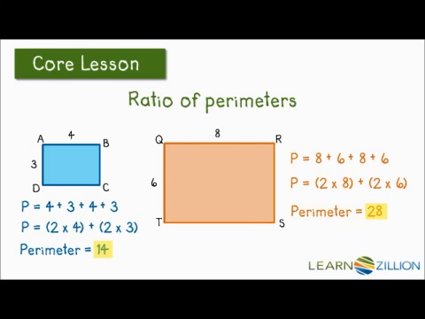Why does this happen? Think about wrapping rectangle QRST with the sides of rectangle ABCD. It would take 2 of each side of the small rectangle to wrap each side of the large rectangle. Watch how this looks. What this tells us is that the ratio of perimeters is the same as the ratio of sides in similar figures.